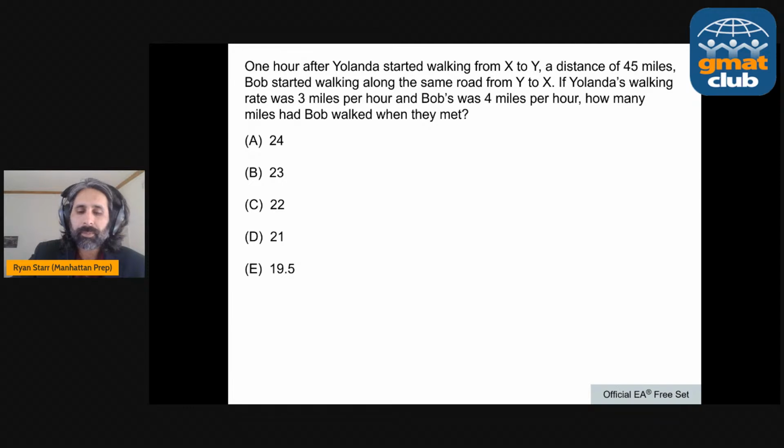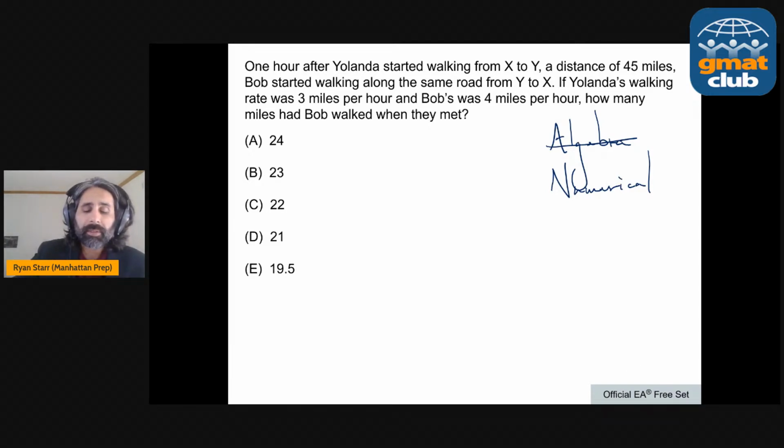All right, come back to our numerical approach framework. Algebra, check. We've done it. Numerically speaking, we can use these answer choices. These are all potential distances that Bob traveled, right? And especially knowing that Bob traveled 4 miles an hour, we might be inclined to test out an answer choice that is easily going to go along with 4, right?